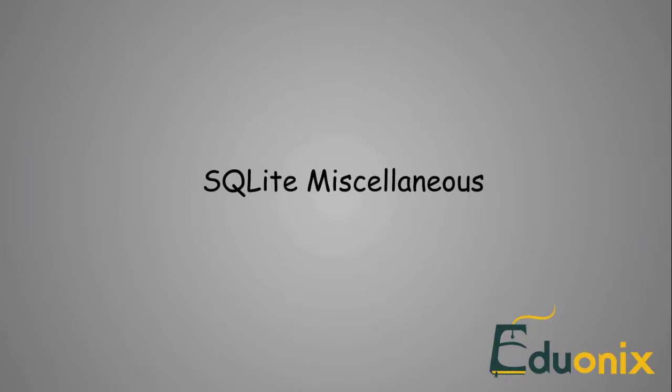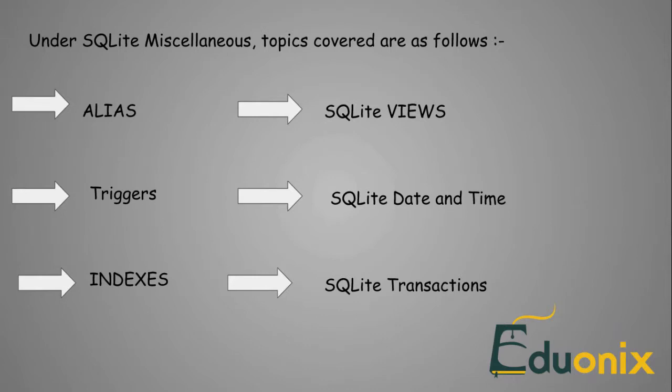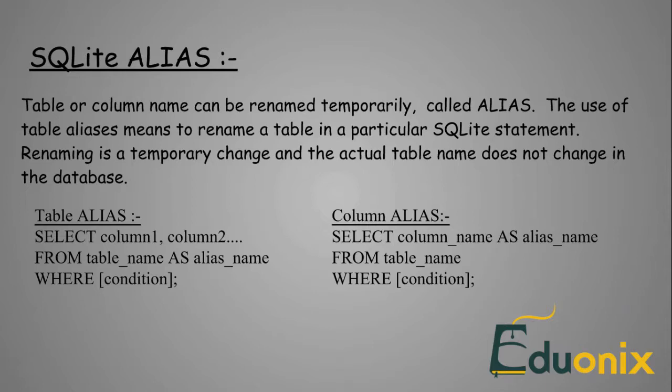Welcome to session number 11, SQLite Miscellaneous. Here we will see SQLite Analysis, SQLite Views, Triggers, Date and Time, dealing with the indexes, and last is SQLite Transaction. So beginning with the SQLite Analysis, now table or column name can be renamed temporarily, which is called an alias.